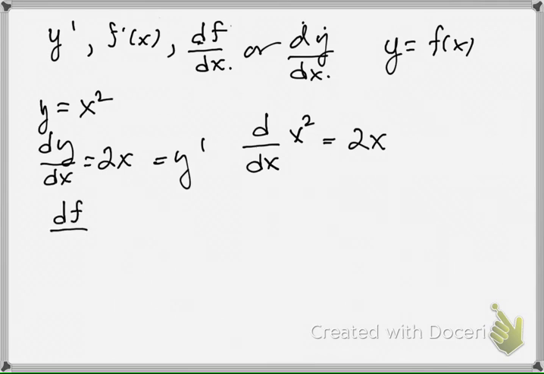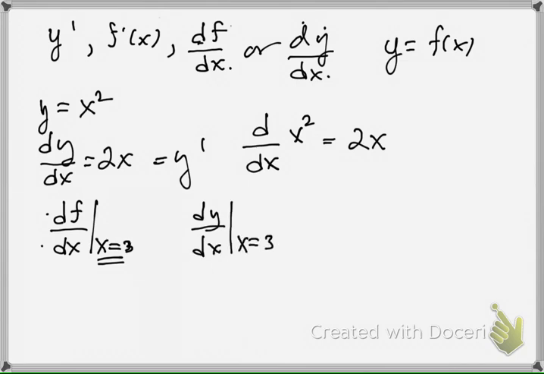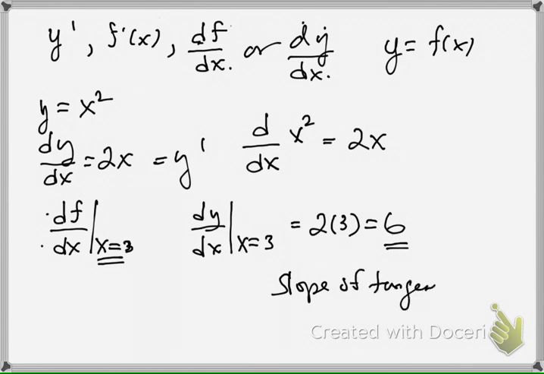Now, if I have, say, df dx of my function with this line at 3, this means I'm taking the derivative of the function f with respect to x, but I want to now evaluate it at x is equal to 3. Sometimes this is dy dx where x is equal to 3. But it means I'm evaluating my derivative at x equals 3. So since it's 2x, I just say 2 times 3, and I get 6. Now let's recall what this 6 means, because the 6 is the derivative. It is telling me this is the slope of the tangent line at x is equal to 3.